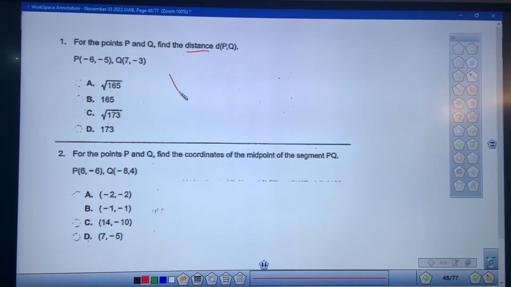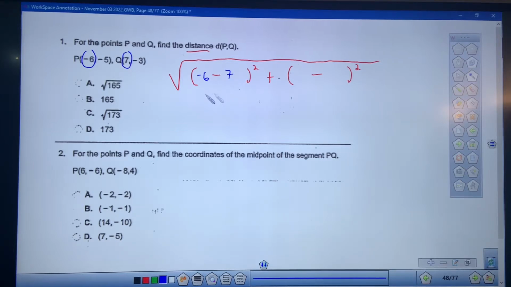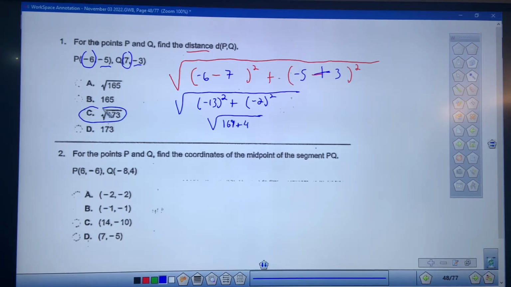So the distance formula is going to be the square root of a quantity squared plus another quantity squared, and you have to subtract those two items. So it's going to be this x, -6, this x, 7, and this -5, and this -3. So that's going to give me -13 squared, which is 169, plus -2 squared, which is going to give me 4. So it's going to be 169 plus 4, and I believe that's 173.